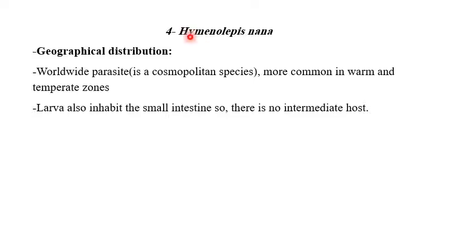In this lecture we are going to talk about Hymenolepis nana and Diphyllobothrium latum, both cestodes. First, Hymenolepis nana. Geographical distribution: it is a worldwide parasite, a cosmopolitan species, more common in warm and temperate zones. Larvae also inhabit the small intestine, so there is no intermediate host.